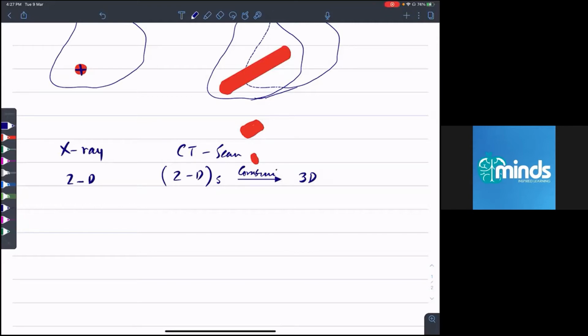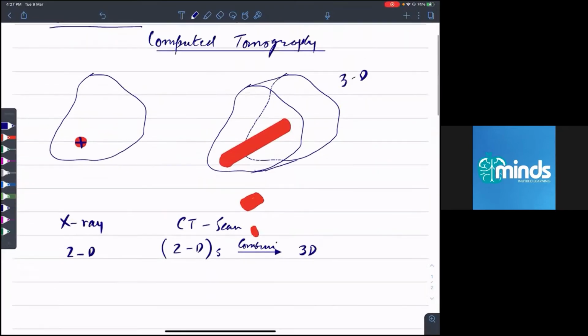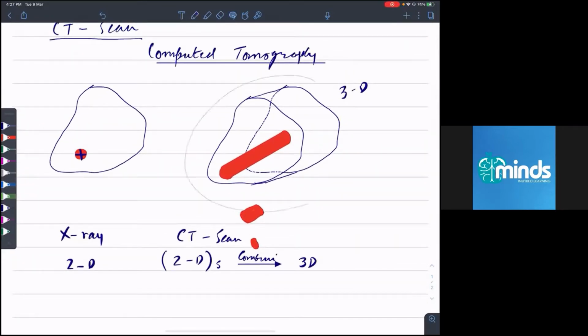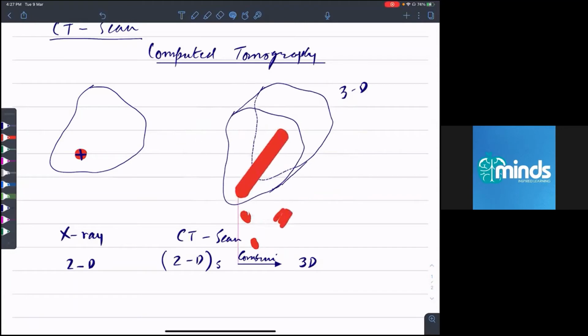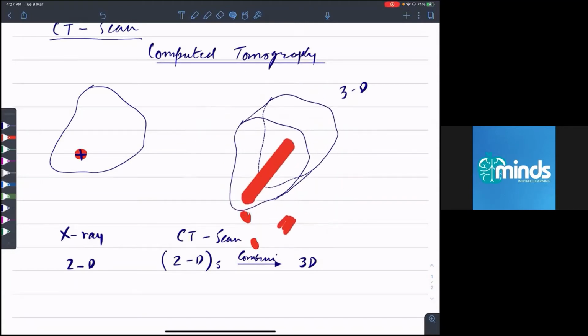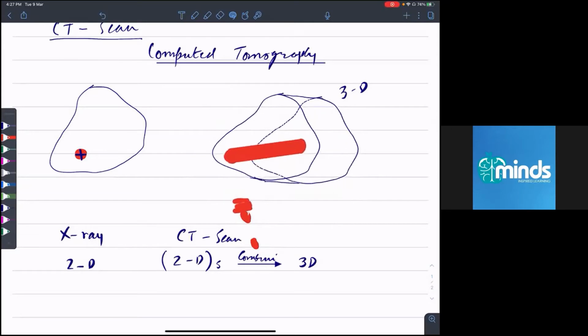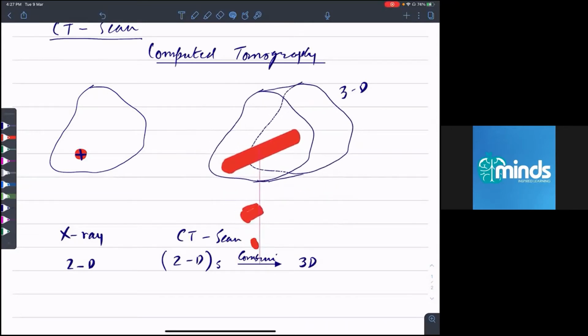What is the advantage of CT scan? You can view the object from 360 degrees. You can rotate the image in any direction you want, and you can see it. For example, I don't know whether I can do it or not, let me just give it a try. Let's say this is the object. What CT scan enables you to do is rotate this object any way you want. You can flip it as well. The advantage of CT scan is that the image you obtain, you can rotate it at any angle to view it from any side, number one.